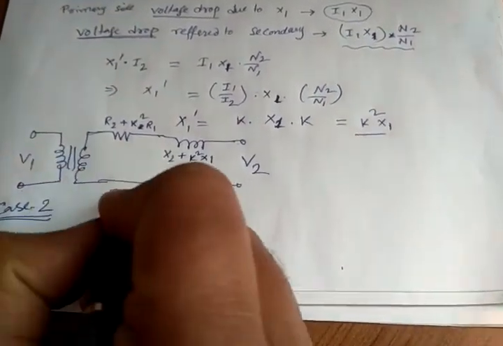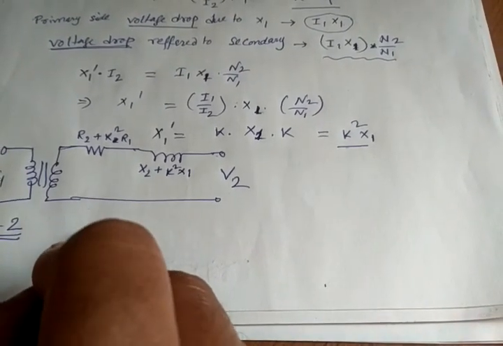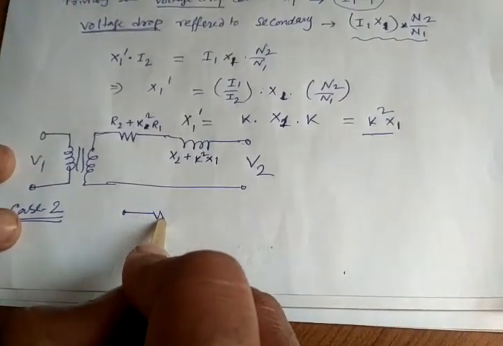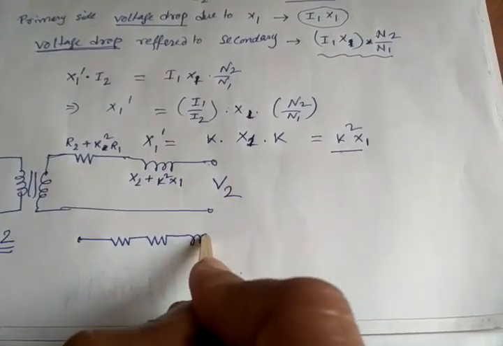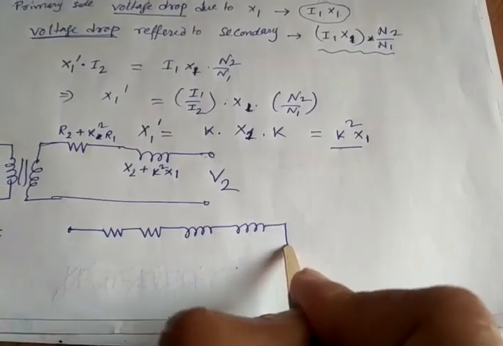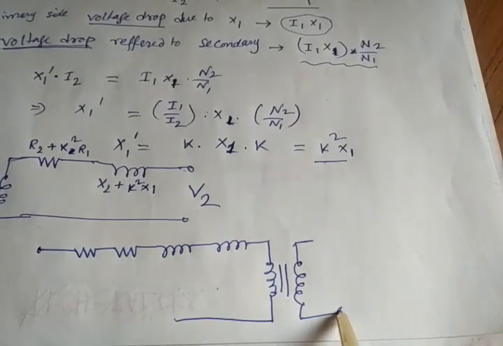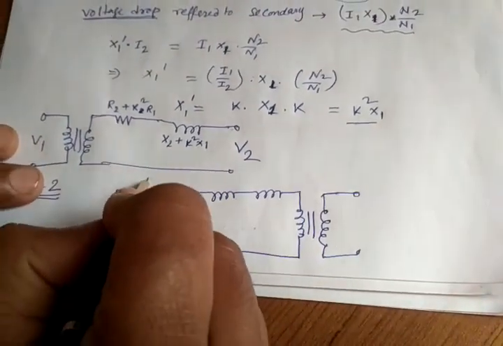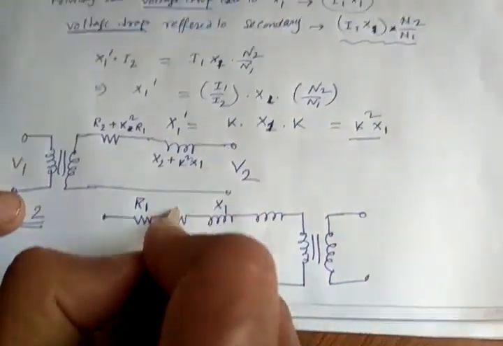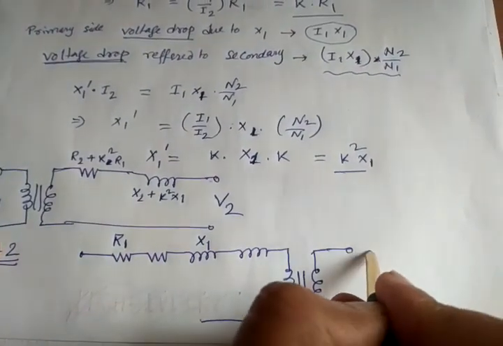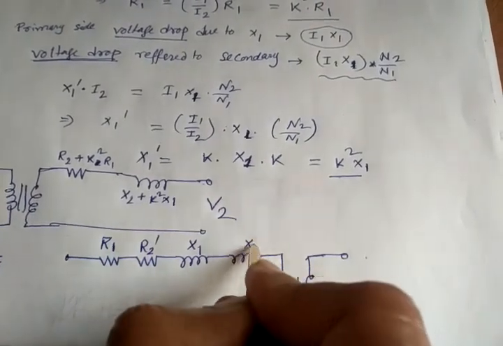So we can directly draw what will happen in the primary. In that case, everything is in the primary. So on the primary side we will have actually 2 resistances and 2 reactances. This is the transformer core, and on the secondary side nothing. So one resistance is already there, R1, one reactance X1, and this is basically R2 dash. R2 is coming to here. So this will be R2 dash and this will be X2 dash.